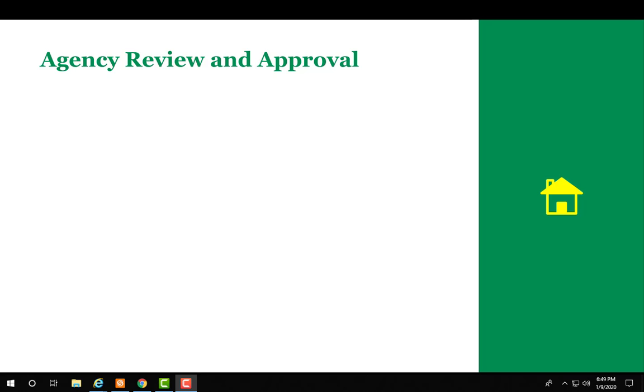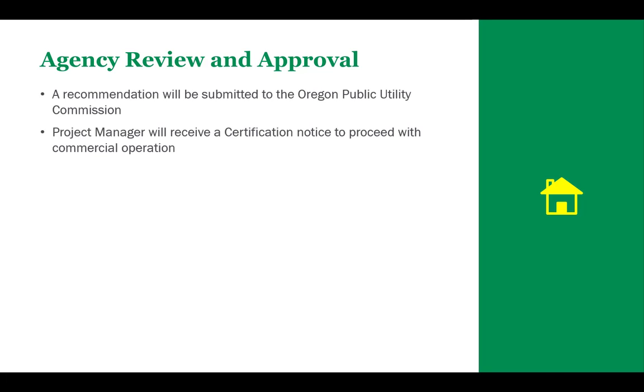Once approved by the program administrator and low-income facilitator, a recommendation will be submitted to the Oregon Public Utility Commission to certify the project. Following approval of the commission, the project manager will receive a certification notice, at which point the project manager can proceed to commercial operation. The approximate approval timeframe is 10 to 20 business days.